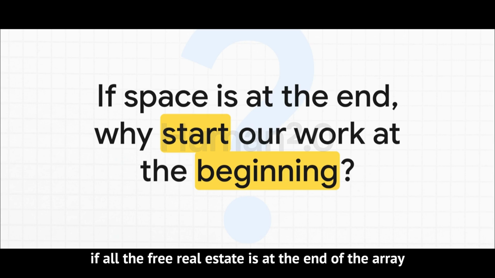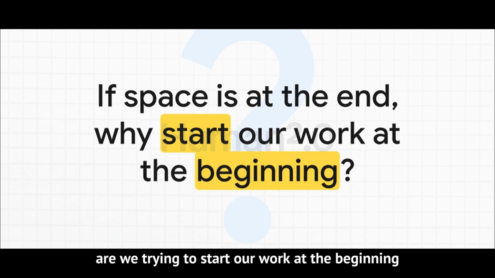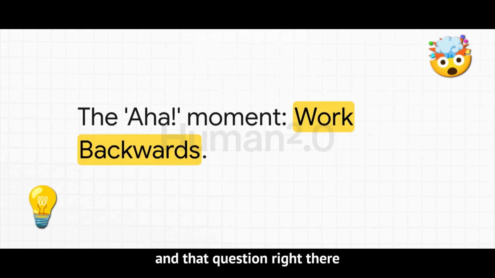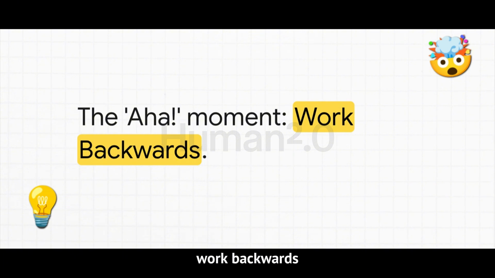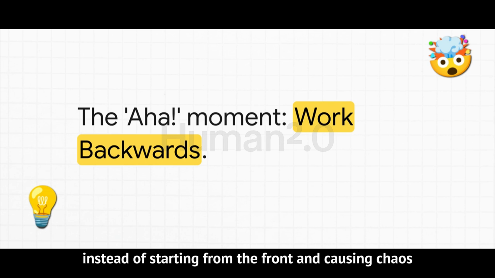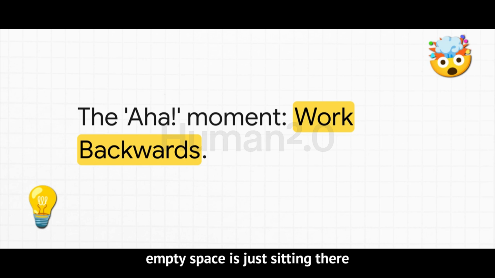So, if all the free real estate is at the end of the array, why on earth are we trying to start our work at the beginning? And that question right there, that leads us straight to the aha moment. The key insight, the whole trick to this problem is beautifully simple. Work backwards. Instead of starting from the front and causing chaos, let's start filling the array from the end where all that lovely empty space is just sitting there, waiting for us.